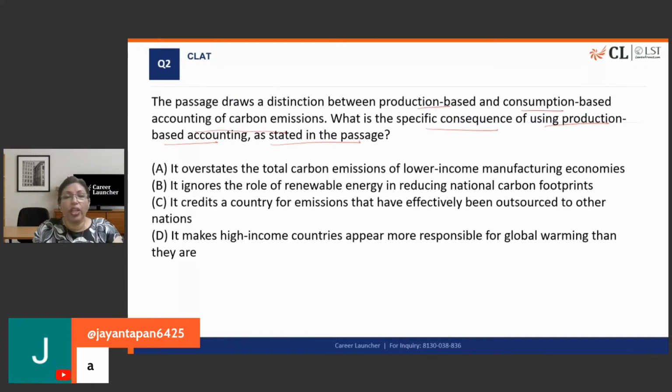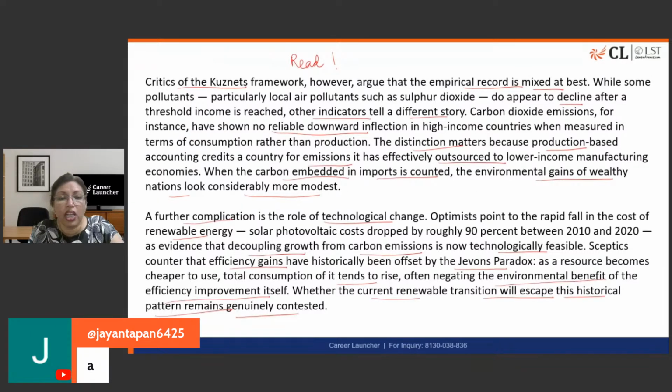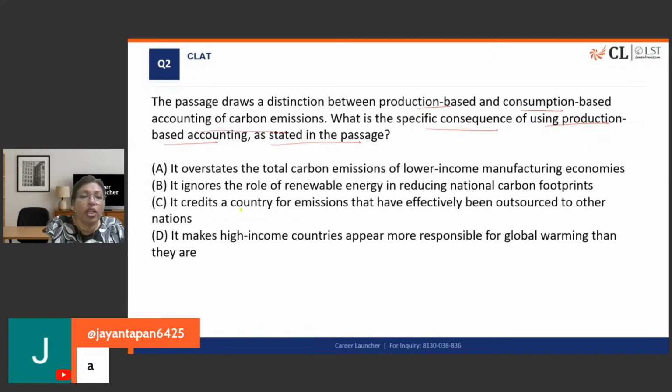So it had very clearly said that when you have production-based accounting, let me mark, because production-based accounting credits a country for emissions it has effectively outsourced to lower-income manufacturing economies. So when production-based accounting happens, it will credit the country for emissions that it has outsourced also, right? Therefore, the correct answer will be C, that it credits a country for emissions that have effectively been outsourced to other nations. So your correct answer will be option number C.